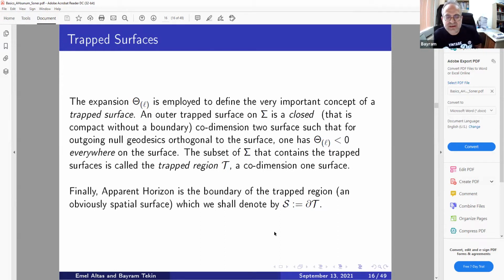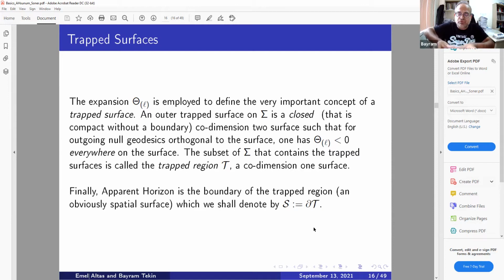Physically, you are trying to send light rays out, but they don't go out, they go in, okay? The subset of sigma that contains the trapped surface is called the trapped region, which is a codimension 1 surface. Of course, this is a codimension 1 surface because it is a region on sigma, it is part of sigma. Now, finally, the apparent horizon is the boundary of the trapped region, and obviously a special surface because it is the boundary of a special region, which we shall denote as that.